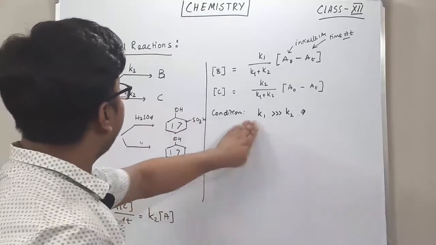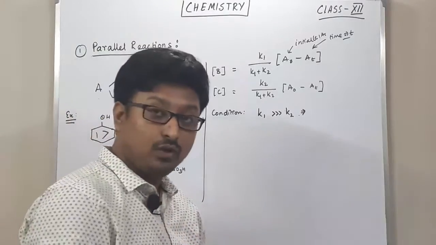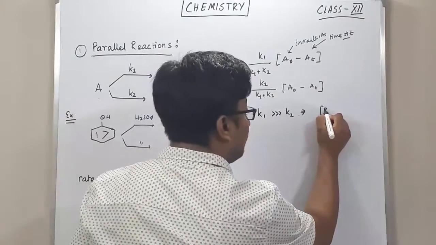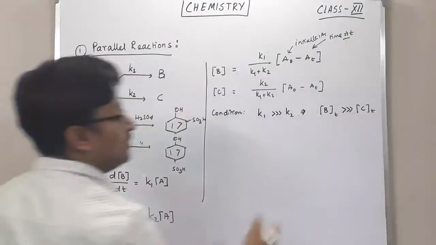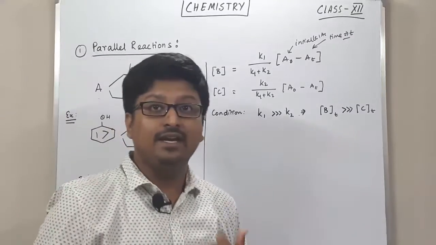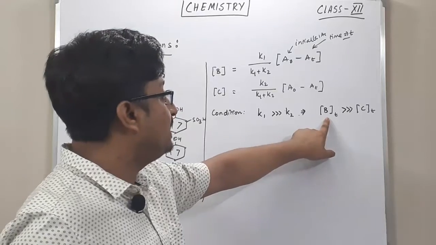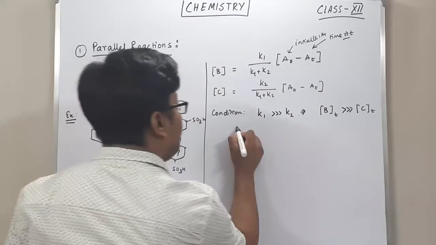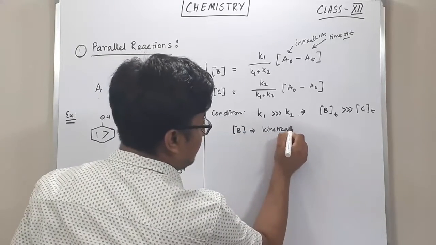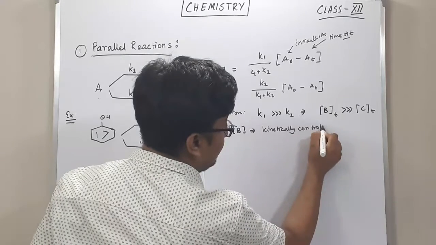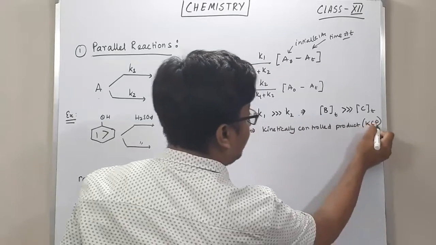Then you can think that if K1 is higher, the production of B will be higher. So at a particular time t, the concentration of B will be higher than the concentration of C. This condition is called the kinetically controlled condition, where B is forming under kinetic control. So B is called the kinetically controlled product, or KCP.